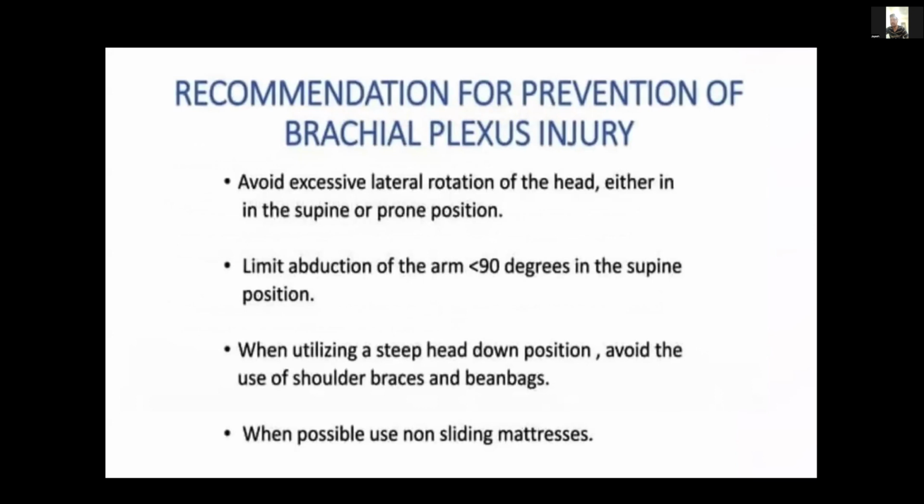Recommendations to prevent brachial plexus injuries: avoid extensive lateral rotation of the head, either in supine or prone position. Limit abduction of the arm to less than 90 degrees in supine position, and while giving a steep head-down position, shoulder braces should be avoided. When possible, use non-sliding mattresses.